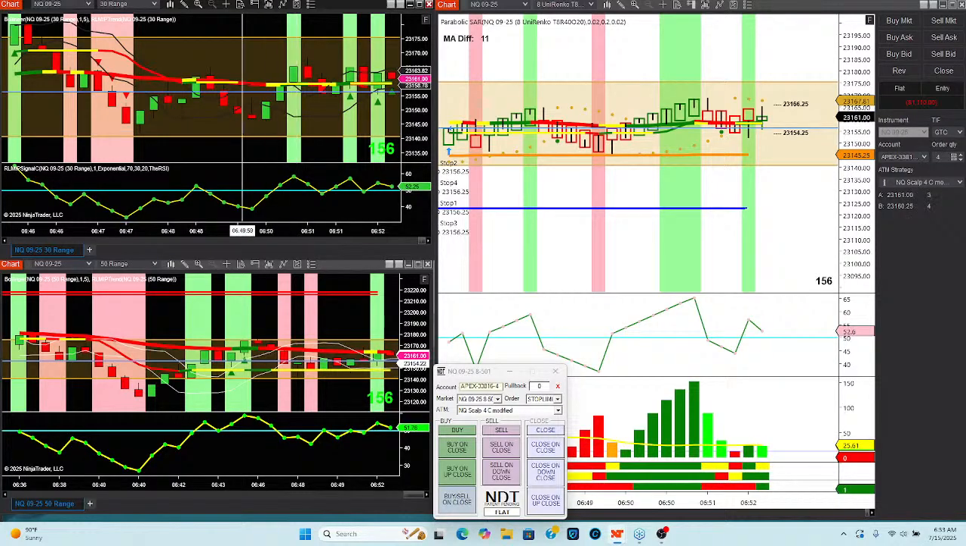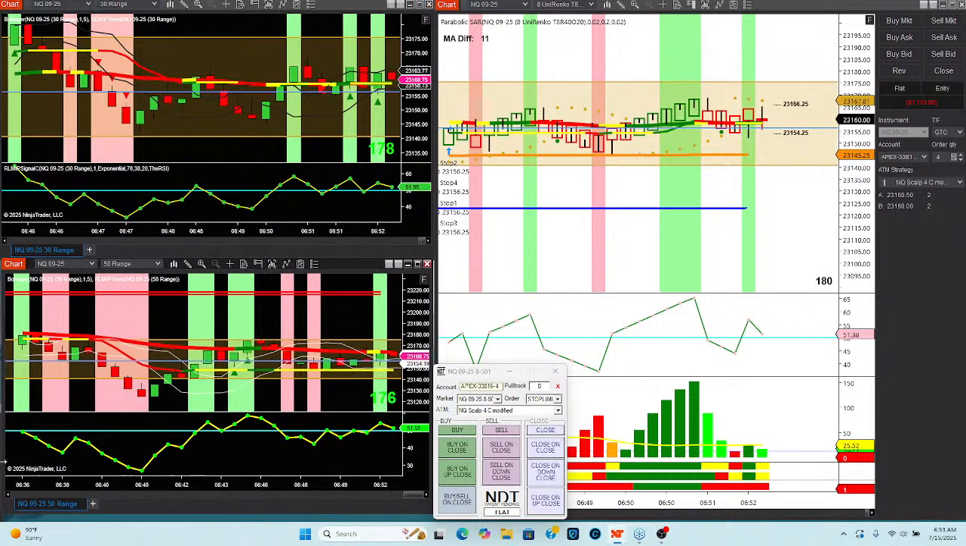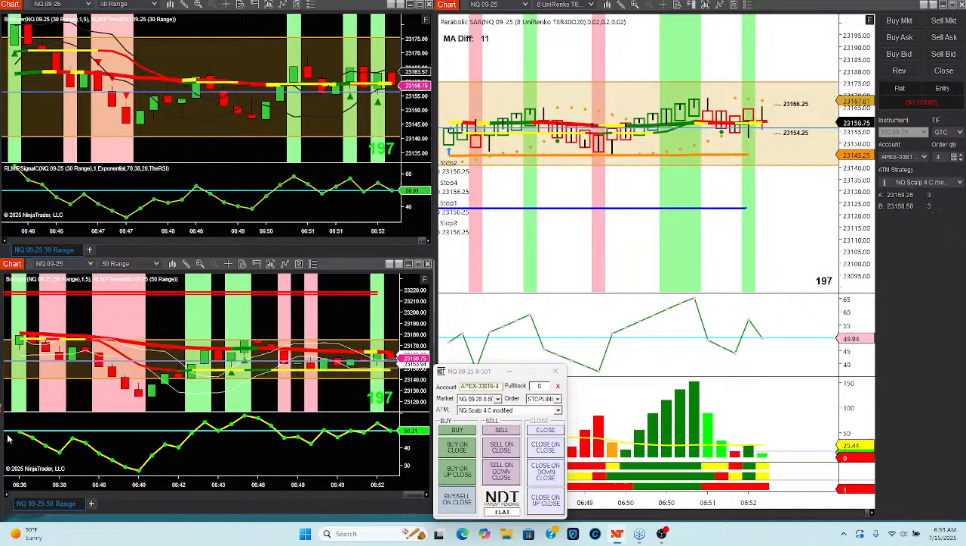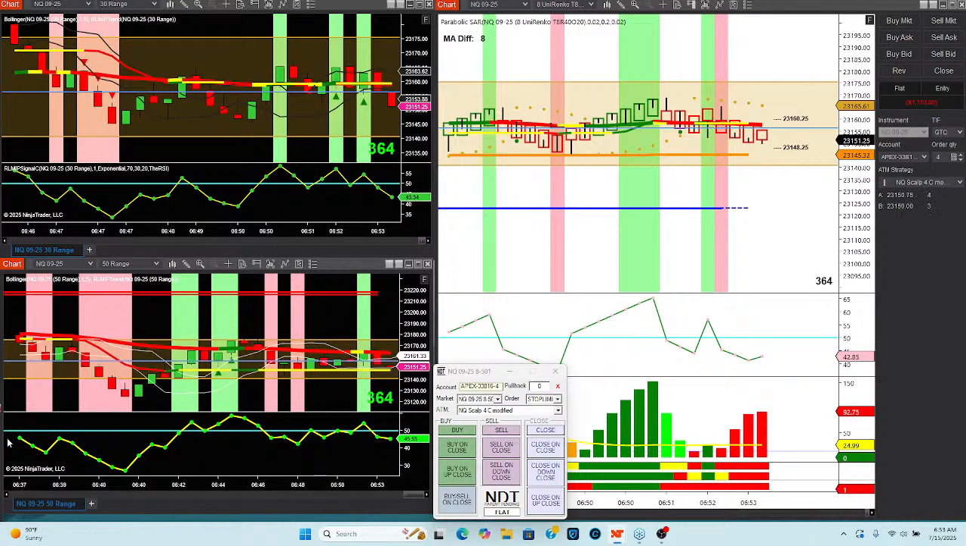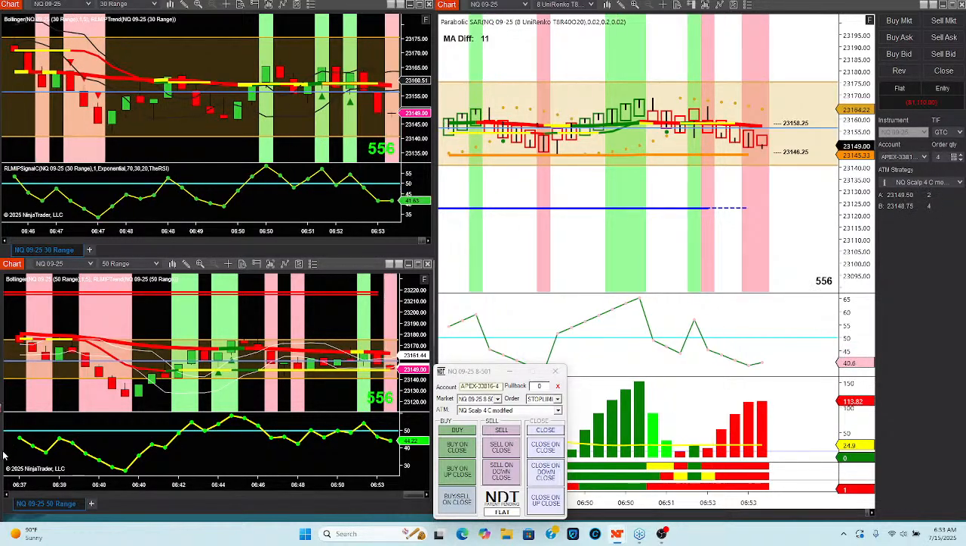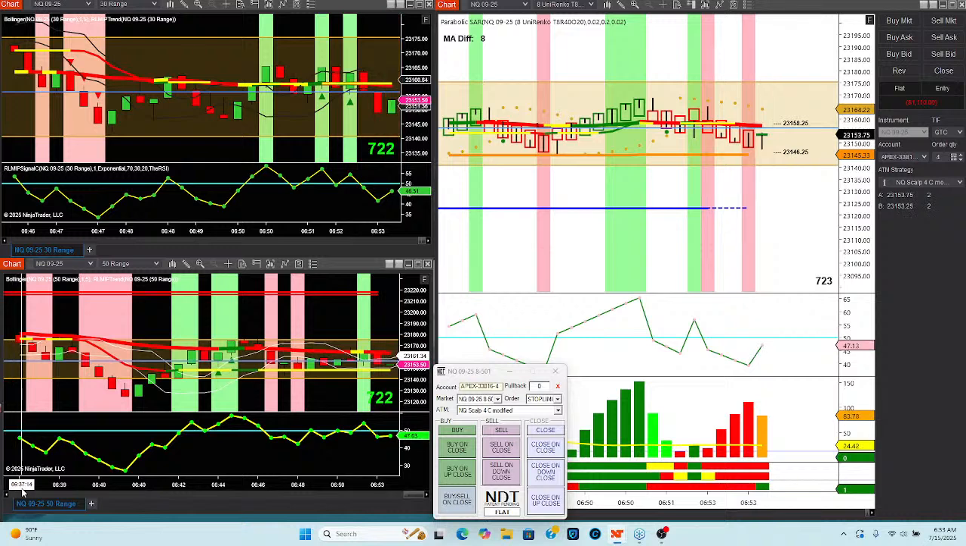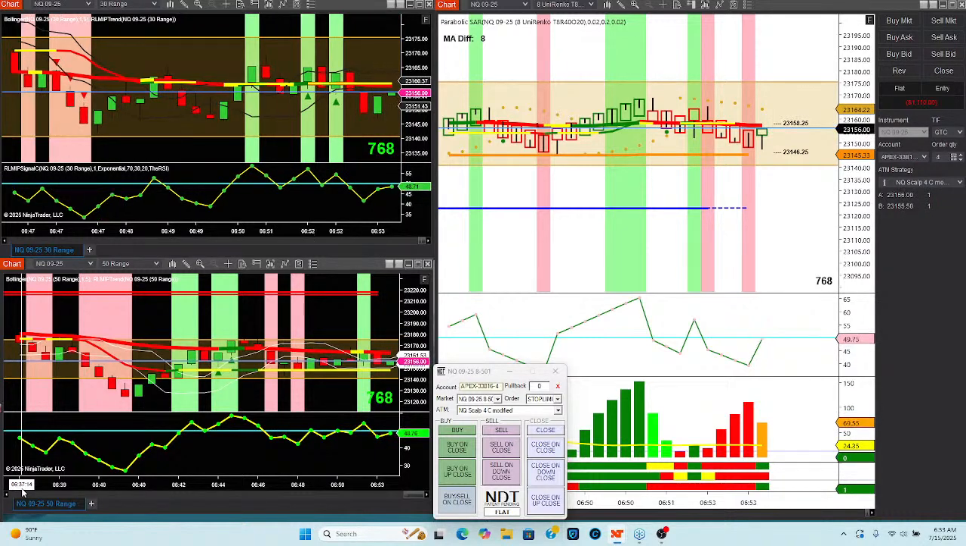Let's see how my other autos have done today. I have an 8 MNQ that's down a little bit, $30, and my larger MNQ 24 range chart has not traded. So we are just chopping along right here.